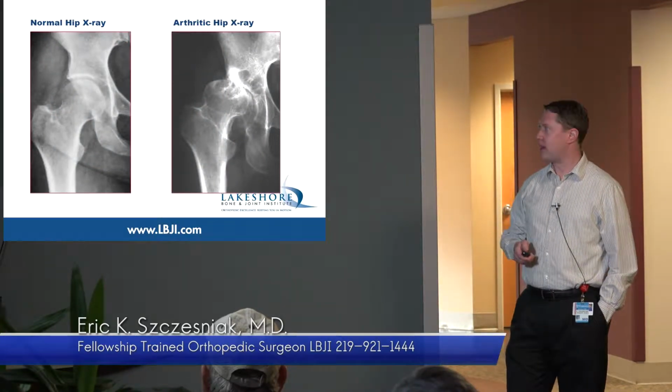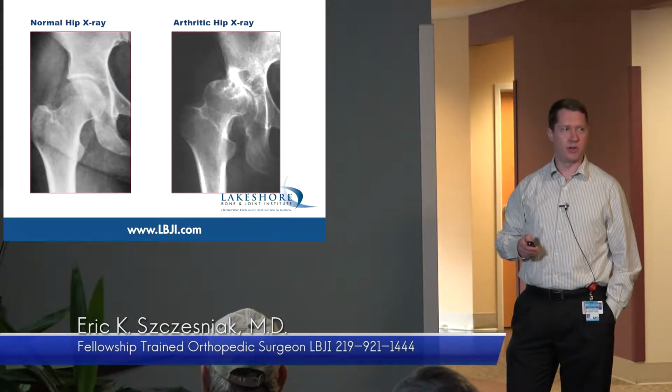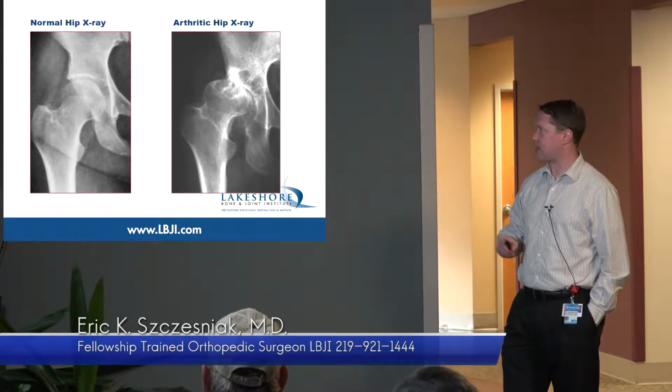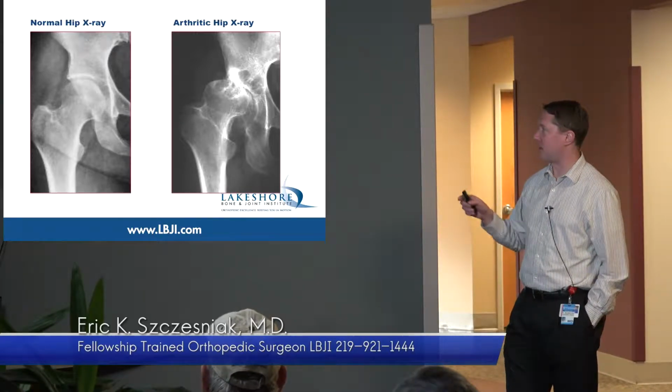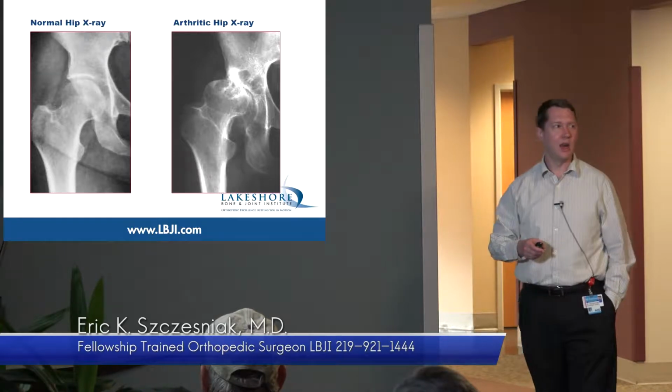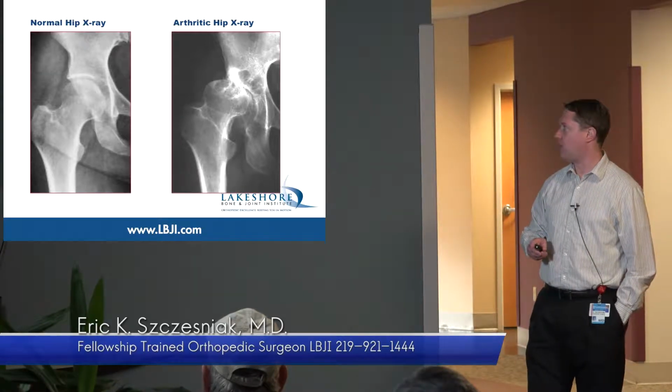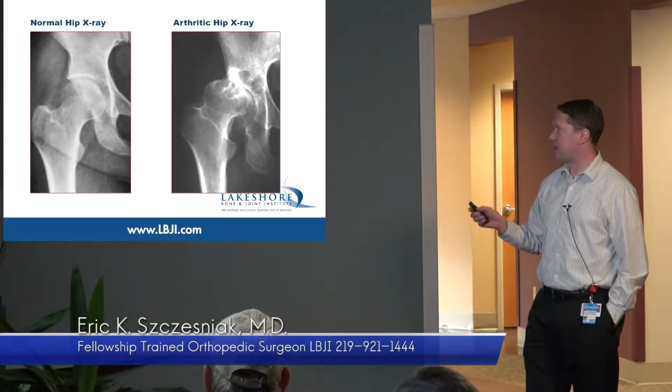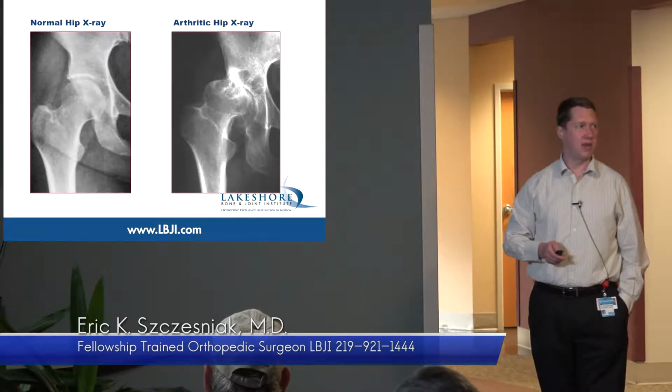When dealing with arthritis, joints are supposed to be covered with cartilage, which pushes the two bones apart. So on the left side, you can see a normal looking hip x-ray where you have space between the two bones. And when we get an arthritic hip, we see something like on the right side, where you really don't have any space between the bones.